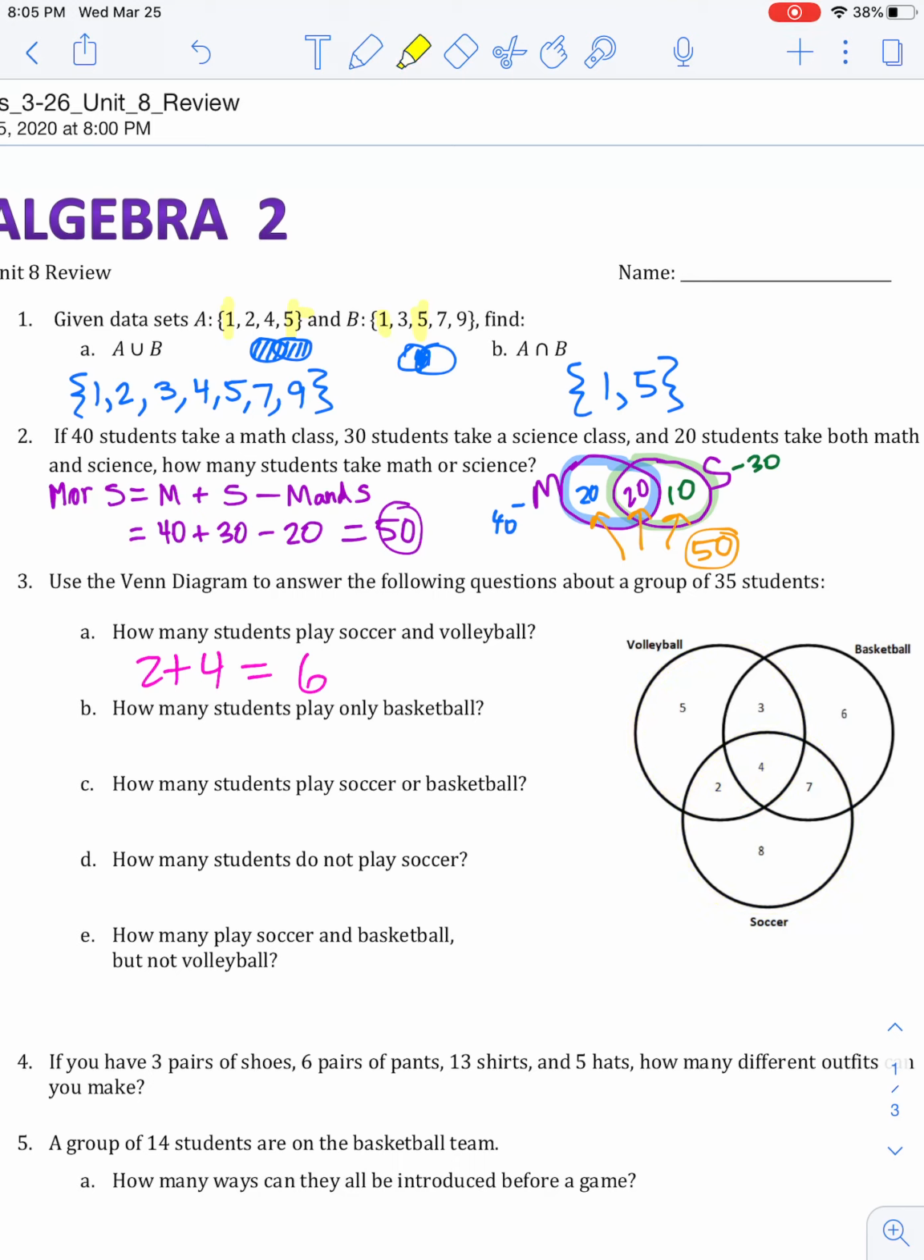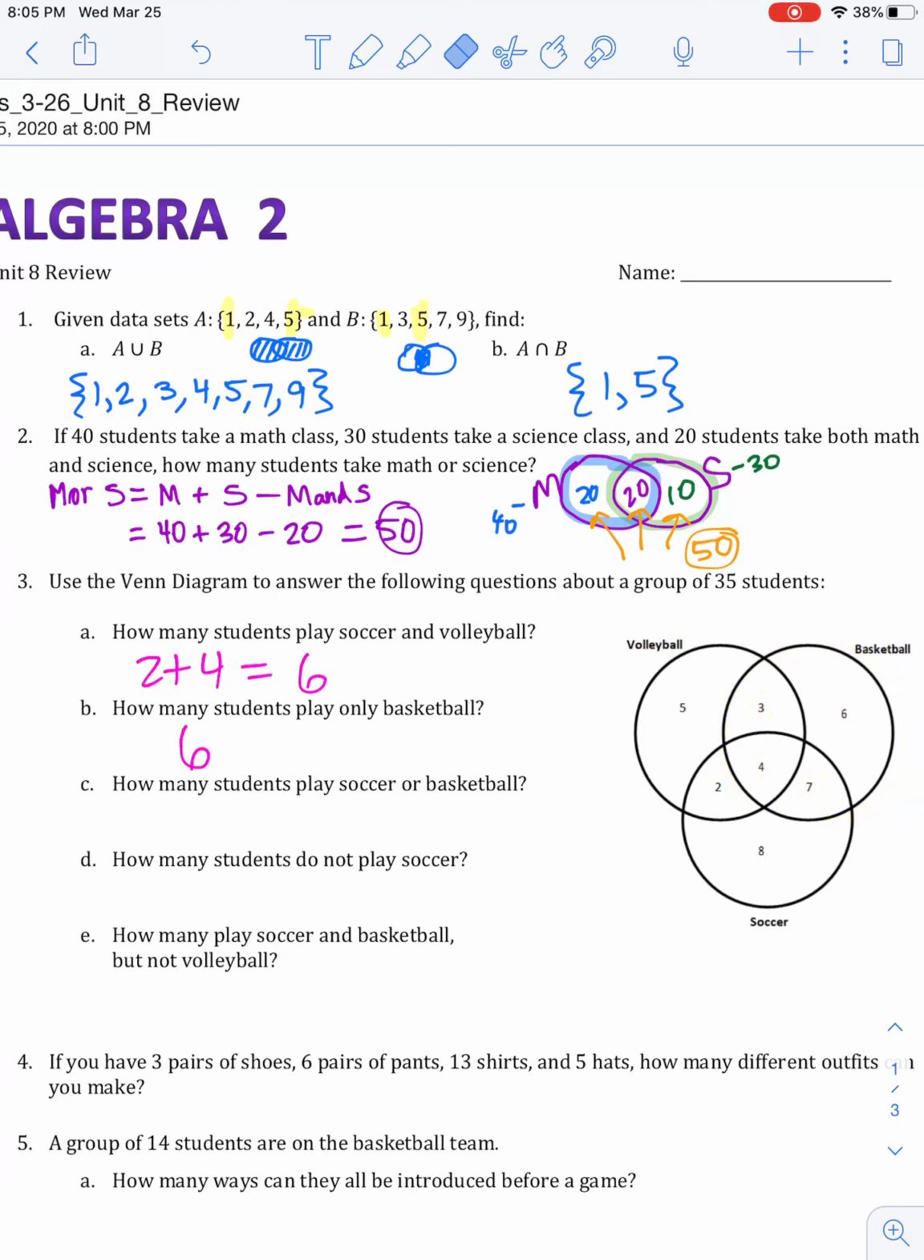How many students play only basketball? Well, here's basketball, but these 3 also play volleyball. These 7 also play soccer. These 4 play everything. So only basketball is where I just have this 6.